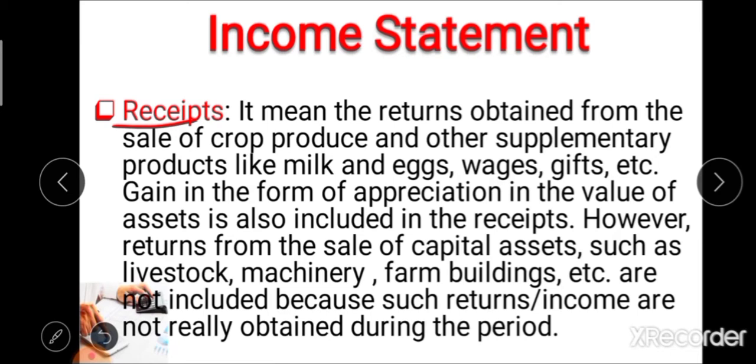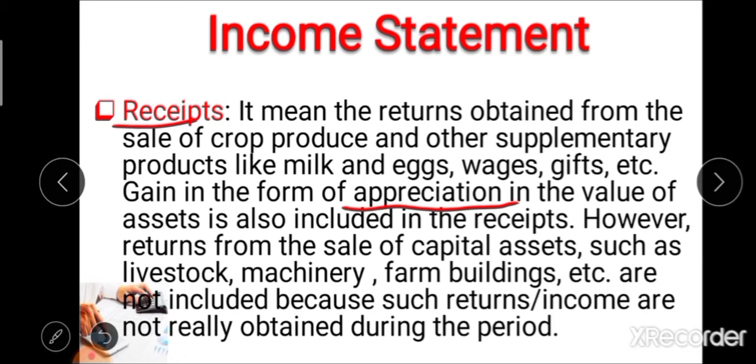This appreciation is calculated for cattle or animals of young age, that is young cattle from the age of 0 to 3 years. However, the returns from the sale of capital assets such as livestock, machineries, farm buildings, etc. are not included, because such returns or income are not really obtained during the period.